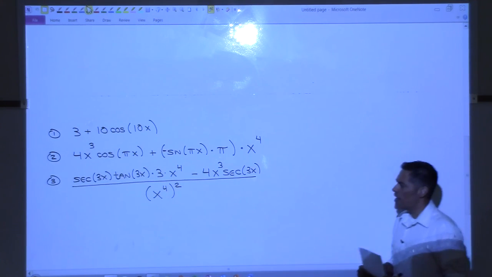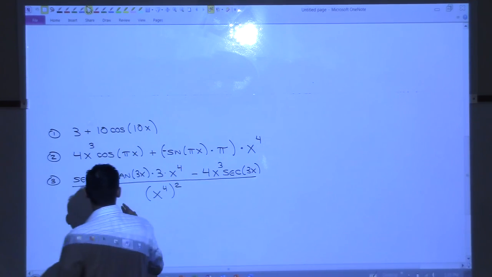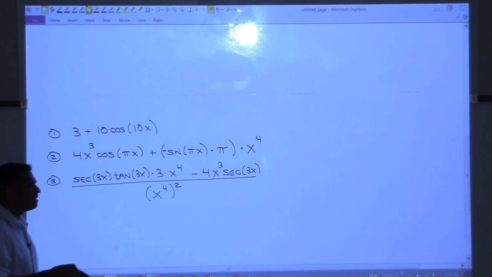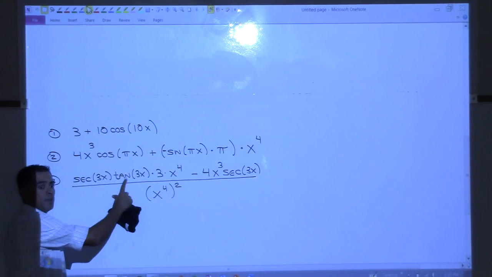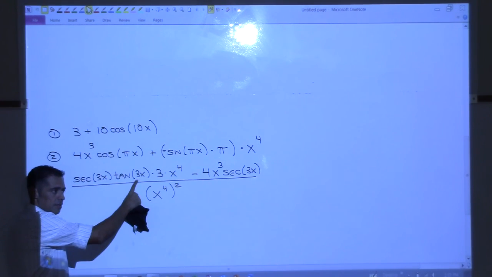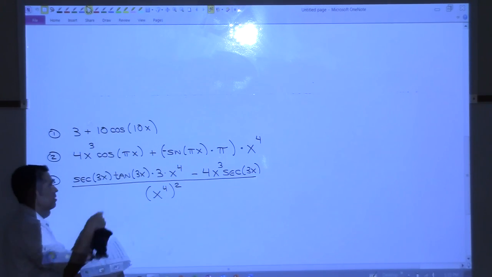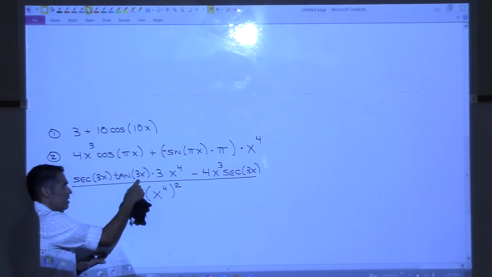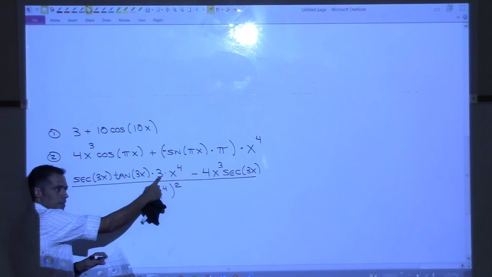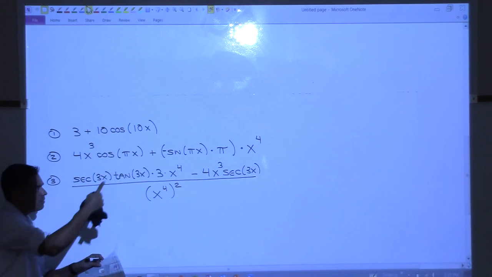So little things that you have to be careful with here, like big mistakes I see a lot, like students right here will just put secant x tangent x. But it's 3x in there, right? So it has to be secant 3x, tangent 3x, and then that 3, students will miss that 3, right? Because you have to take derivative of what's inside. And then the rest of it's just quotient rule.